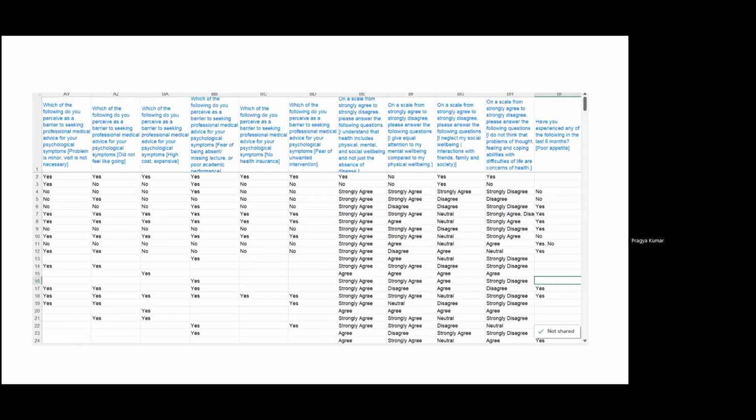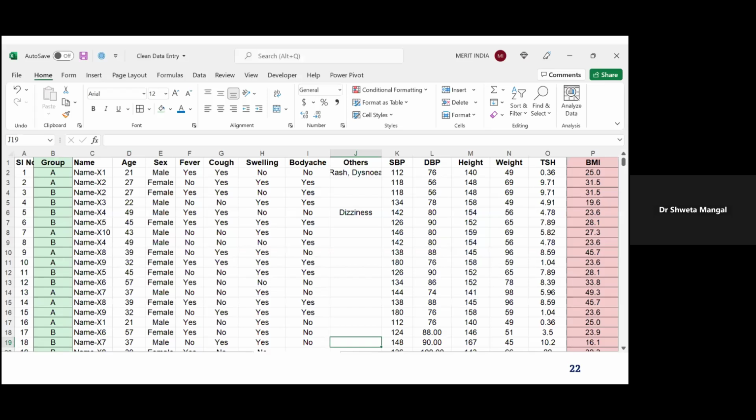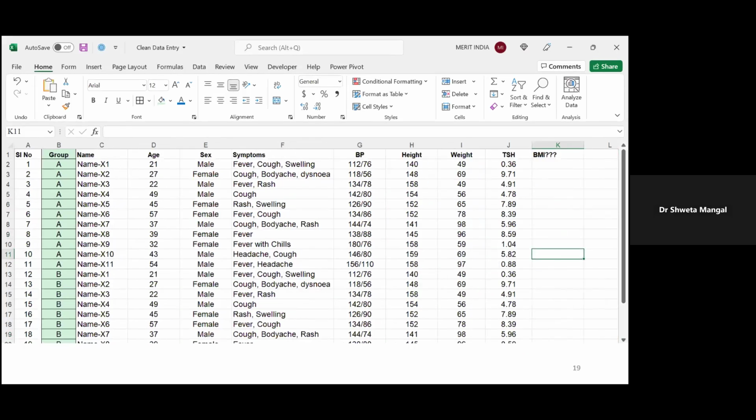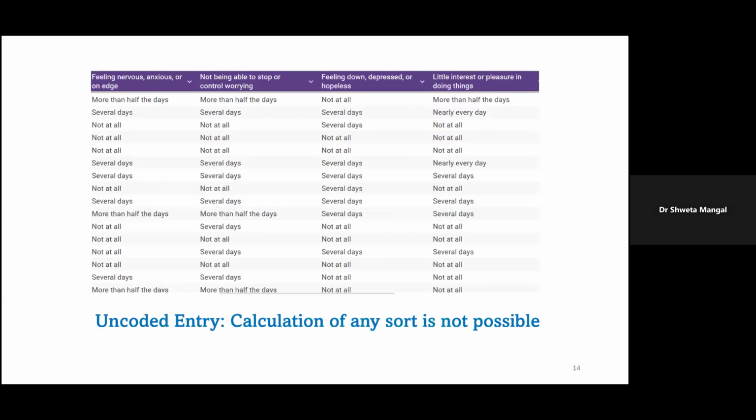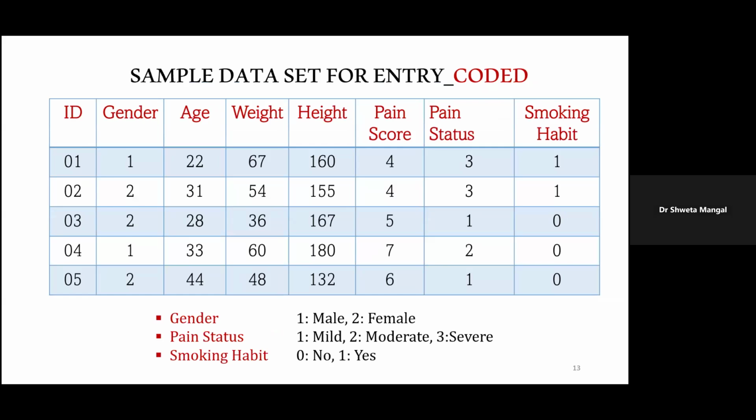Yes, ma'am. Dr. Sweta Mangal, have you raised your hand? Yeah, ma'am. Actually, that was the previous slide where you had talked about coded entries. This one? No, more back, where we coded some of them, coded and uncoded. So actually, here the whole data set is non-coded. But in the next slide, ma'am, here should not we code these also? Age, weight, height. They are numbers.